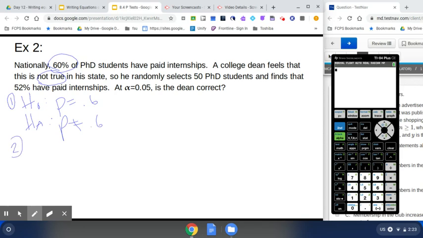Okay, step number 2. Oh, also guys, these numbers should always be the same. We do not change the value for the null and alternative hypothesis. So they should always match.